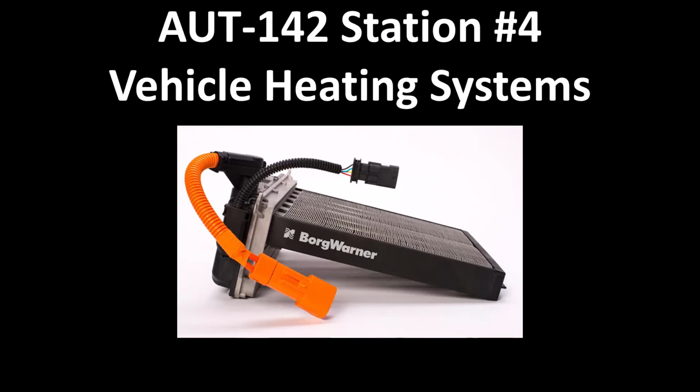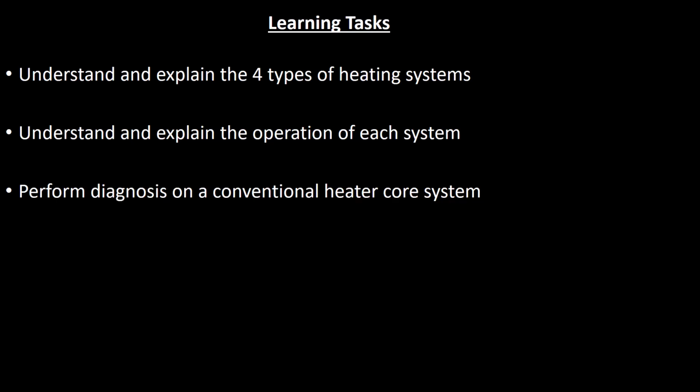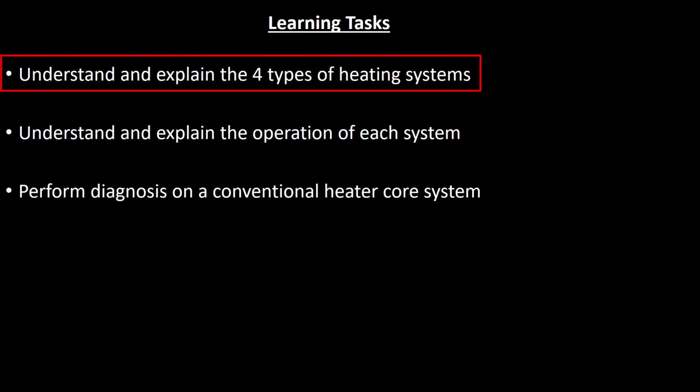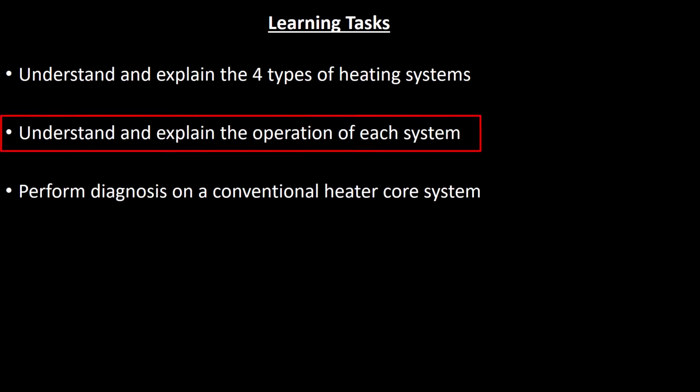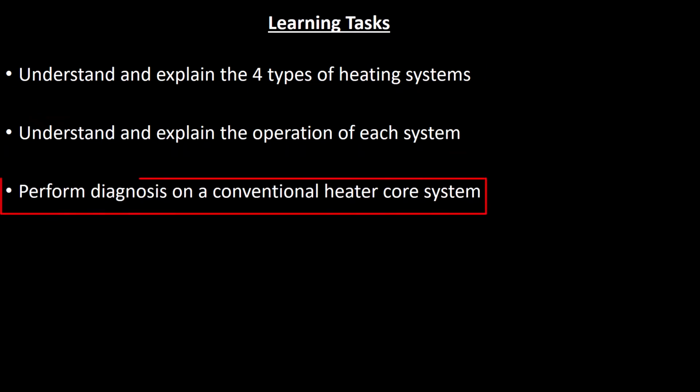Welcome to AUT-142 Station number 4, where we'll be going over vehicle heating systems. Learning tasks for this station are: 1. To understand and explain the 4 types of commonly found heating systems, 2. Understand and explain the operation of each of those systems, and 3. Perform diagnosis on a conventional heater core system.